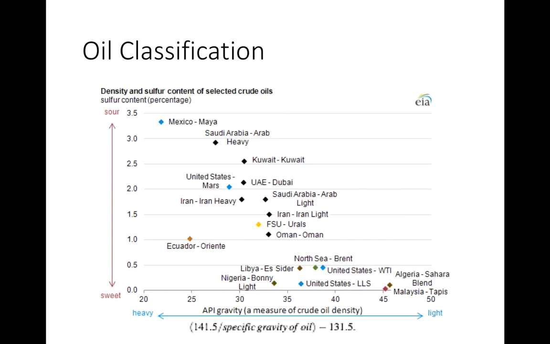You can see that the United States has a fairly large amount of sweet oil, or at least the oil that comes from the West Texas Intermediate region and some other parts of the US are relatively sweet and relatively light. However, if you go to places like Mexico or Saudi Arabia, you're finding heavy oils with a lot of sulfur.